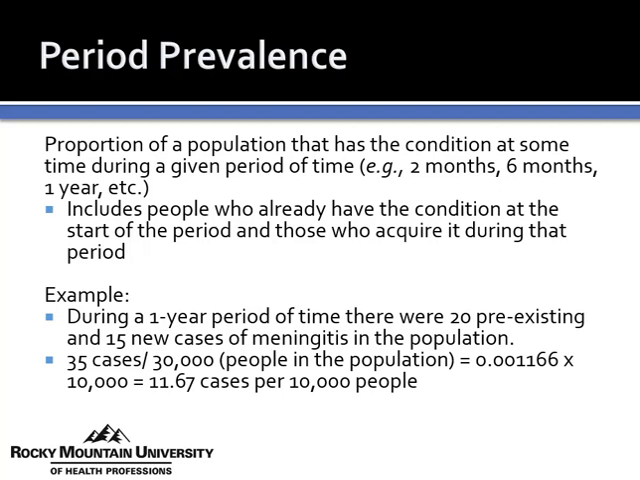For example, during a 1 year period of time, there were 20 pre-existing cases of meningitis and 15 new. So at baseline, when they started the study, 20 people had meningitis, and then over a 1 year period, another 15 developed it. So 35 cases divided by 30,000 people in the population. Can continue to do the math from there, and you get that there were 11.67 cases per 10,000 people for that 1 year time period.